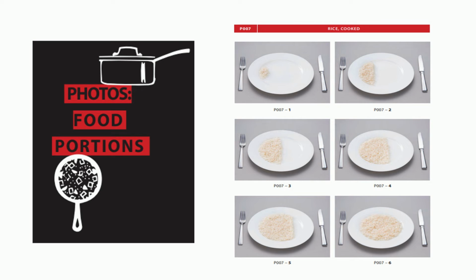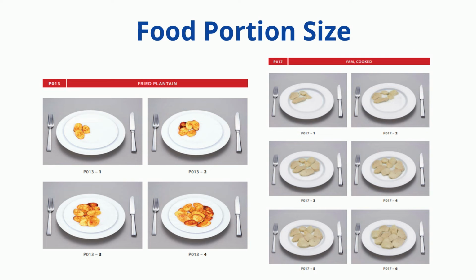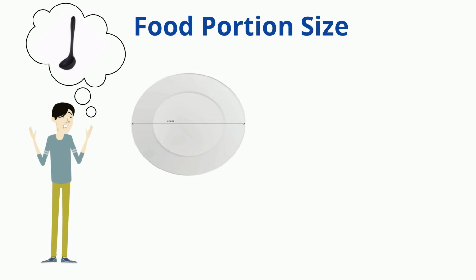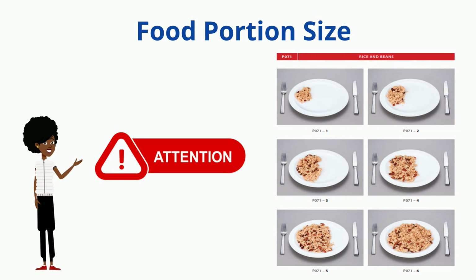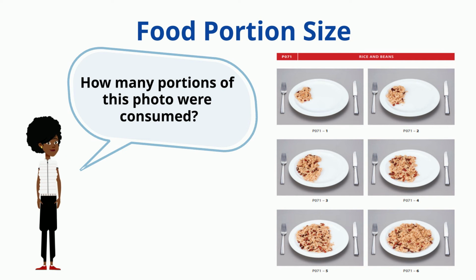The food portion size photos show different amounts considering the average consumption of the population. The portions are represented by images with portions usually divided from 1 to 4 or from 1 to 6, 1 being the smallest portion and 4 or 6 the largest, depending on the food. As for the household measurement, in the portion size images, the interviewee must point out the photo closest to the amount consumed. Attention! The interviewee may have repeated the portion consumed, so it is always recommended to ask, how many portions of this photo were consumed?